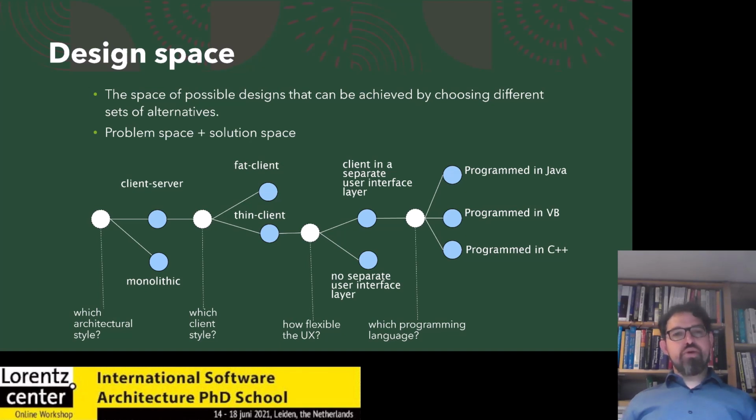So what you see here is what could be a typical path that an architect took throughout the design space. And the first issue that they considered here is which architectural style are we going to apply? And the options identified here are a client-server style and a monolithic style. And the choice here is to use a client-server style, and then immediately a new issue that you introduce is the question, which client style are we going to apply? Will it be a fat client or will it be a thin client?